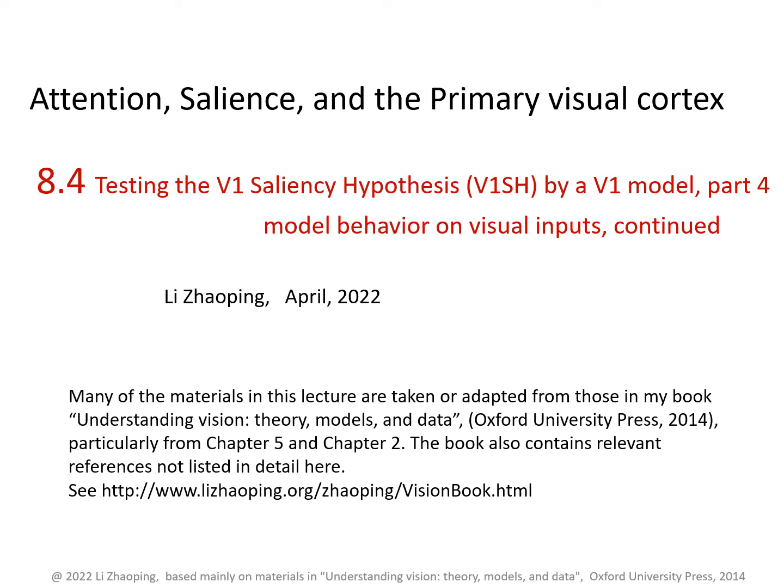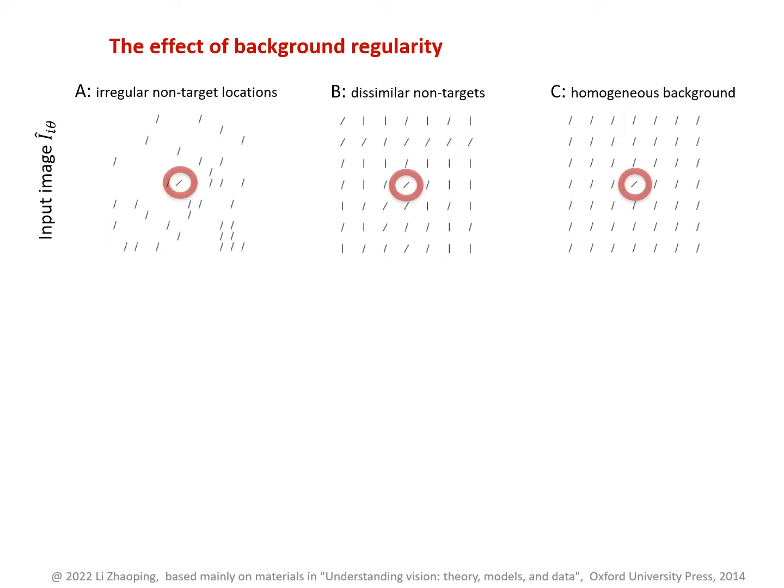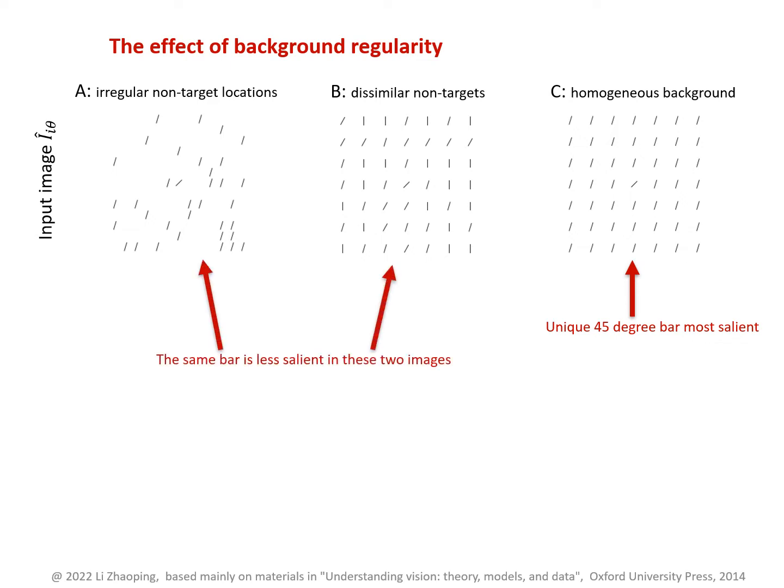Testing the V1 saliency hypothesis by a V1 model, Part 4. In each of these three visual input images, only one bar is tilted 45 degrees from vertical. All other bars are less tilted from vertical. This unique 45-degree bar appears most salient in this image, so it will be quick to find it in a visual search task. But the same bar is less salient in these two images.